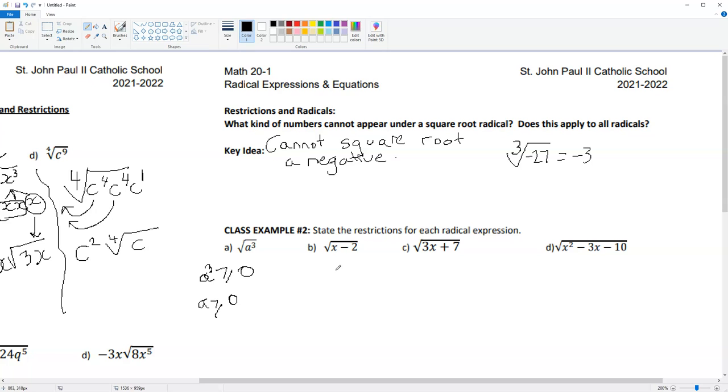Let's look at this next one. We know that x minus 2 is greater than or equal to 0. This is just like equation solving, guys. So just pretend that this is an equal sign. We're going to add 2 to each side, meaning that x has to be greater than or equal to 2. So x could be 3, x could be 4, x could not be 1, because if x was 1, we'd have a negative value.